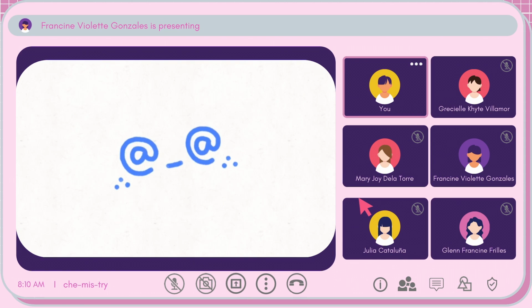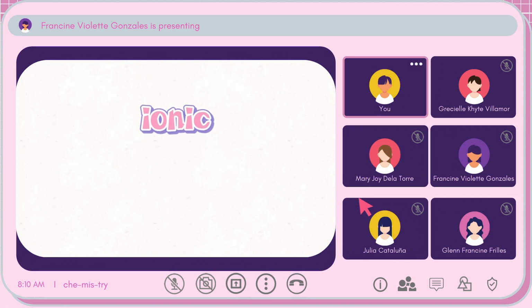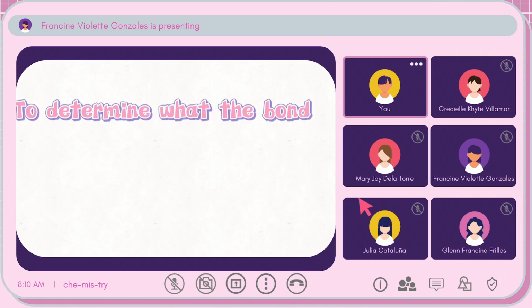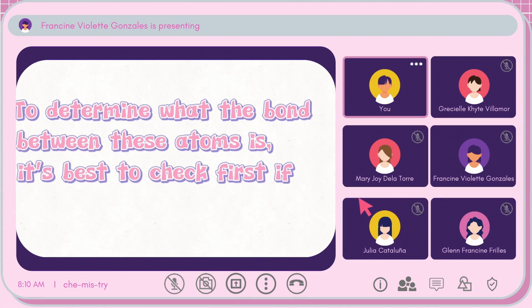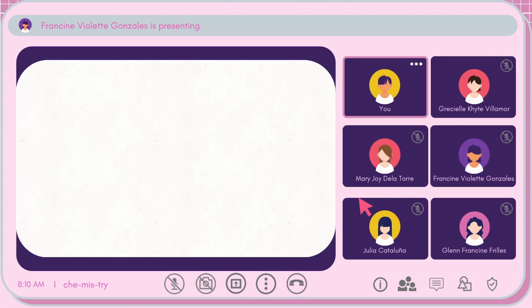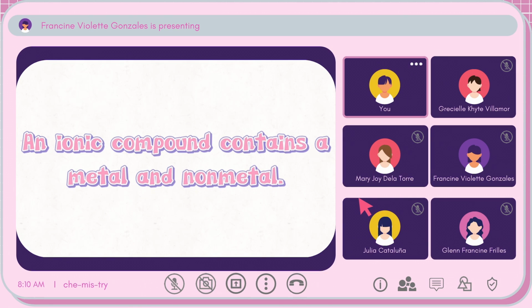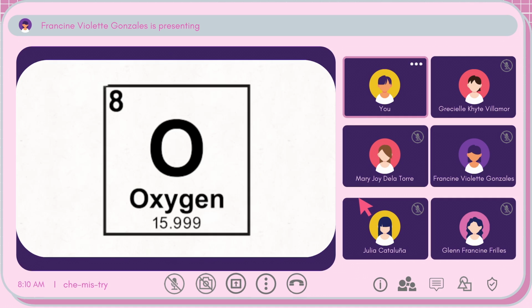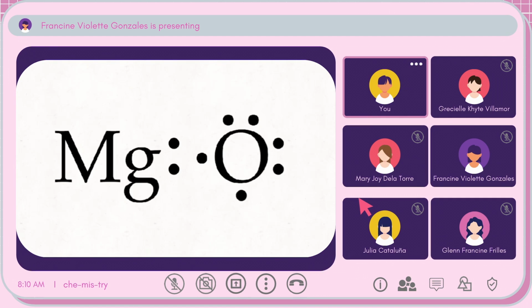For more examples, let's classify the following bonds as being ionic, polar covalent, or non-polar covalent. First, magnesium oxide. To determine what the bond between these atoms is, it's best to check first if it's ionic. Typically, an ionic compound contains a metal and a nonmetal. That is how you can easily identify whether a bond is ionic or not. You can refer to a periodic table for this. Since magnesium is a metal and oxygen is a nonmetal, the bond in magnesium oxide is considered ionic.